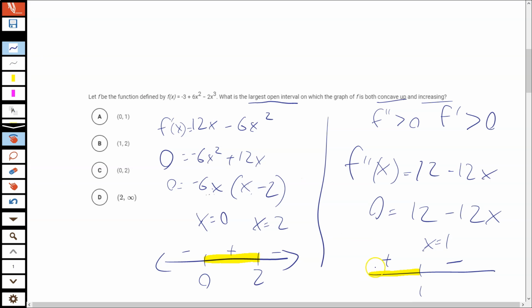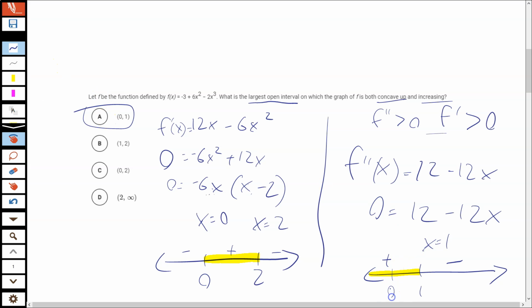Okay. So we want the largest interval for which these are both true, right? So concave up and decreasing. Well, it's true that the function is concave up for everything smaller than 1, but it's only decreasing between 0 and 2, okay? So 0 to 1 is that overlap, right?